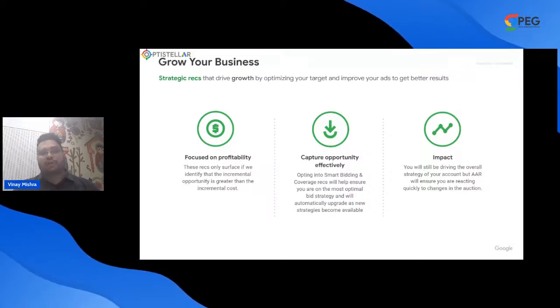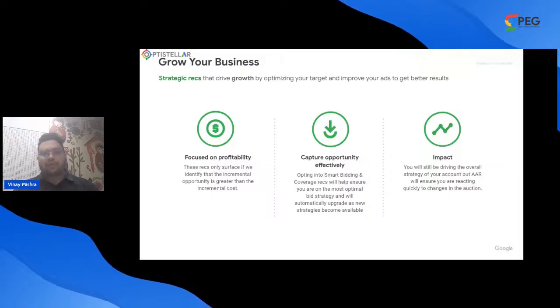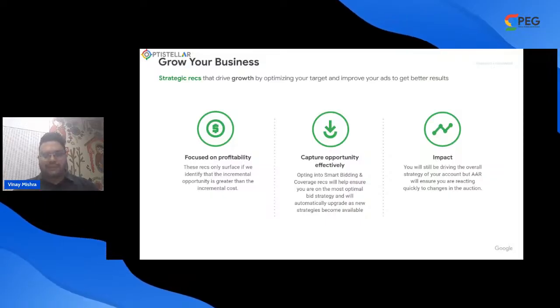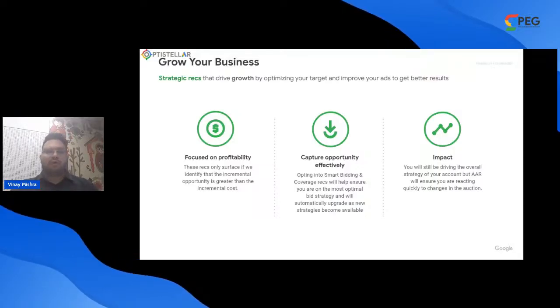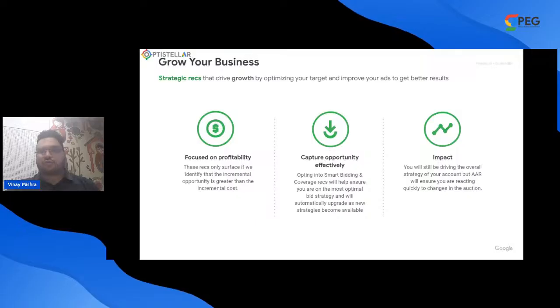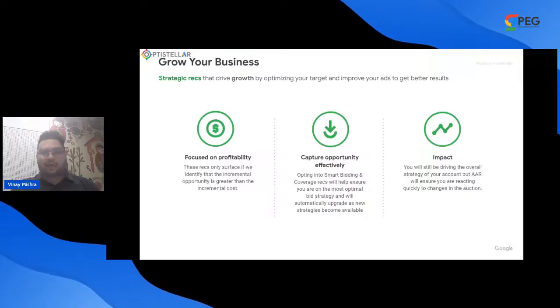That is all possible when you're using smart bidding strategies, and at the same time coverage. It is also important that when you're using smart bidding strategies, you're covering the entire set of audience or users who are probably looking for your ad or have a chance to create that conversion.